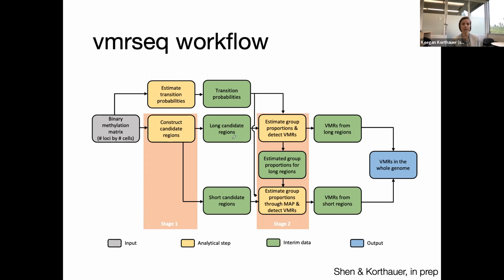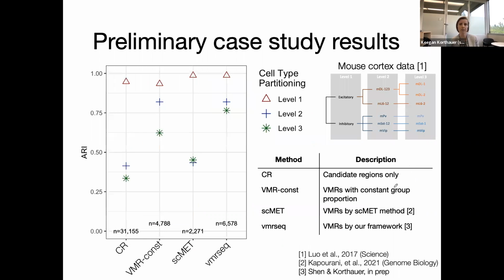And then mostly for computational complexity, we split up the computation to make it feasible and estimate on the longer regions, and use information from the longer regions to inform, through a prior, the shorter regions, since there's not as much information about the shorter regions. And then ultimately the output is that we get these calls of where these VMRs are in the entire genome.